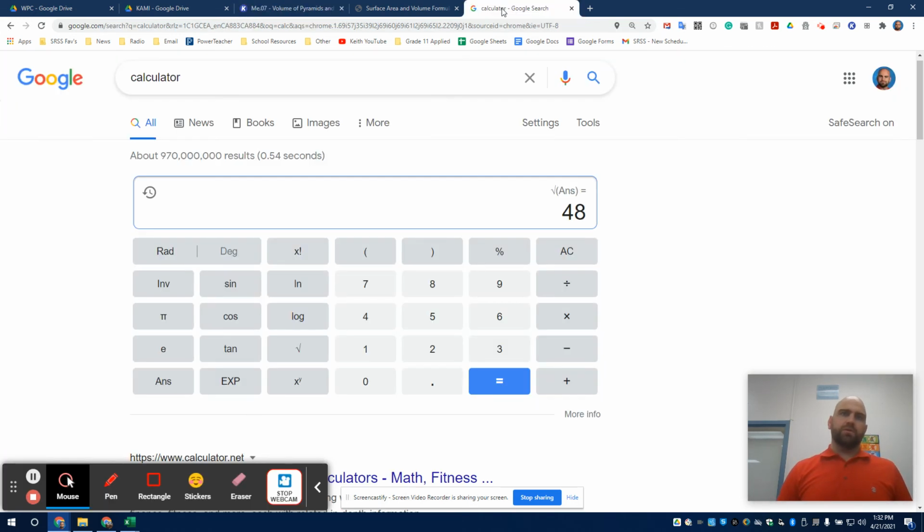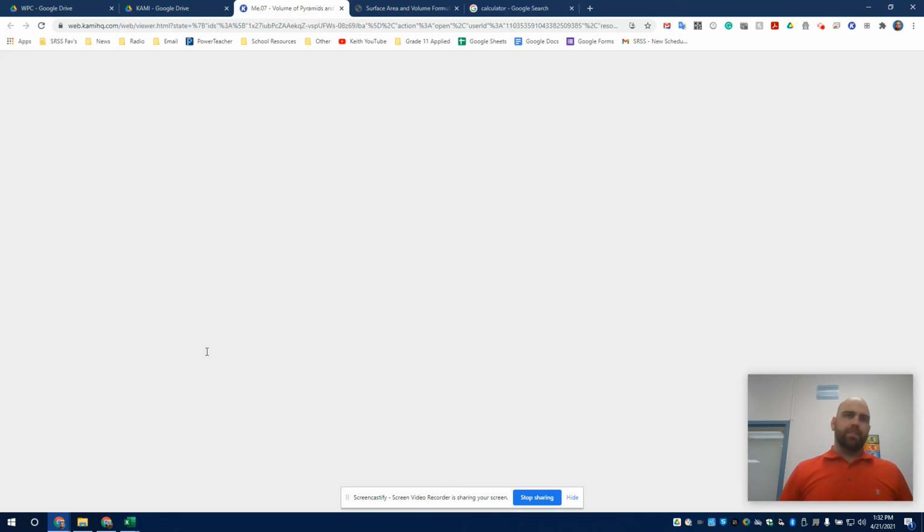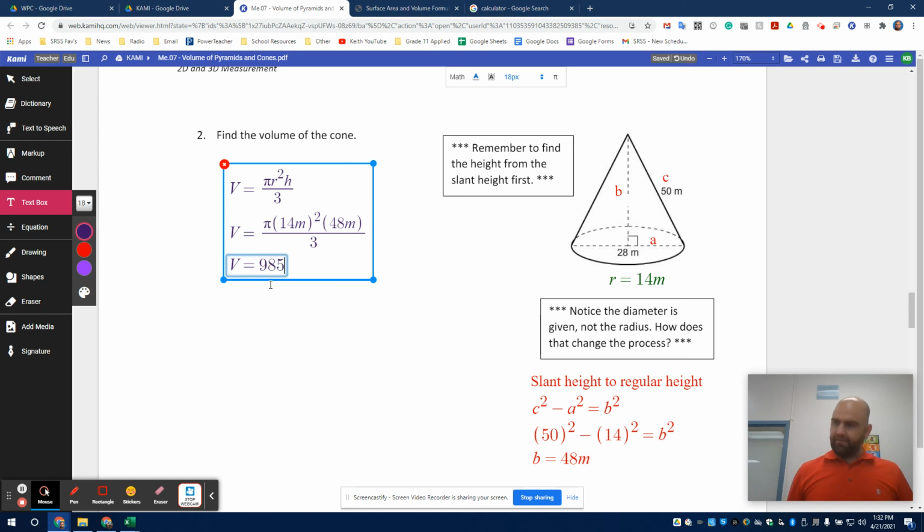Volume is equal to, let's see, this is pi times 14 squared. We're going to get a big number, by the way, which is okay, times 48 divided by 3. Big numbers are okay. That's definitely not a problem. Okay, so we have 9852.03. So our volume is 9852.03 meters cubed, and that gives us the volume of our cone.